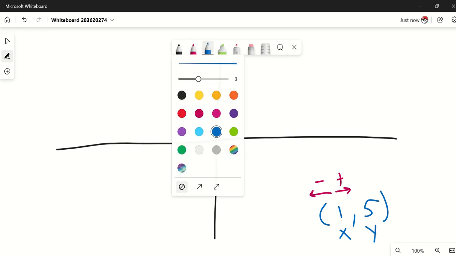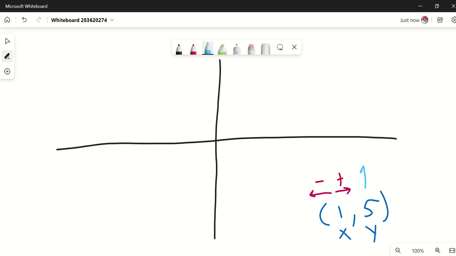Y is going to tell you to go up or down. Up, again, being positive, down being negative. Since this is a 5, positive 5, we're going to go up. So in this case, we are going right, and then up, because both numbers are positive. We're going to start right at the middle, right here where the two lines intersect. That is known as 0, 0, or the origin point.